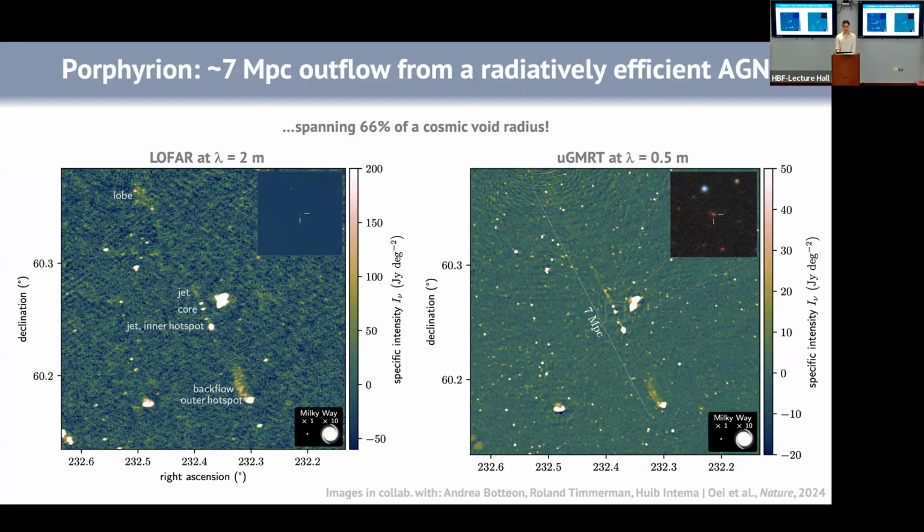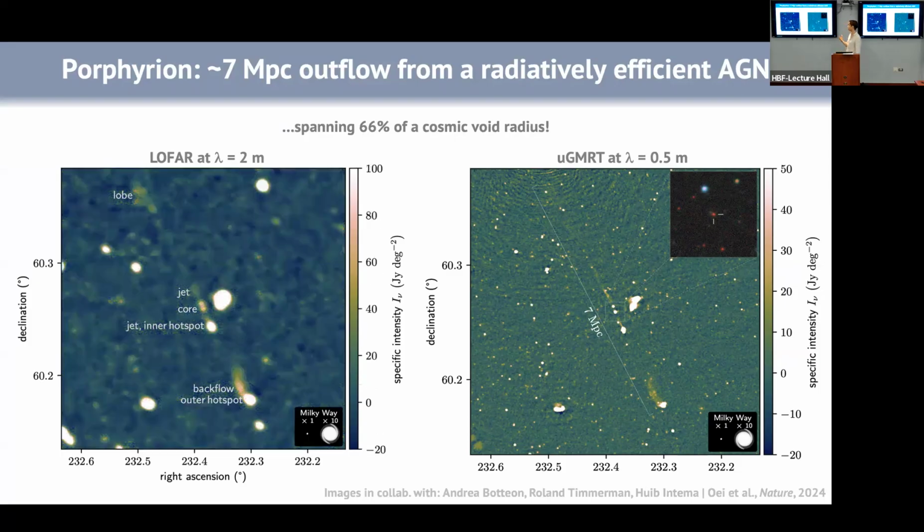What is cool about this is that this source is 7 megaparsecs at a time that the universe was about half the size it is now. So that means that this jet can really span a large area of its local cosmic web unit cell, let's say. It spans 60% of the radius of a cosmic void. So that raises the question whether those jets can actually reach voids and drop some magnetism there, for example.